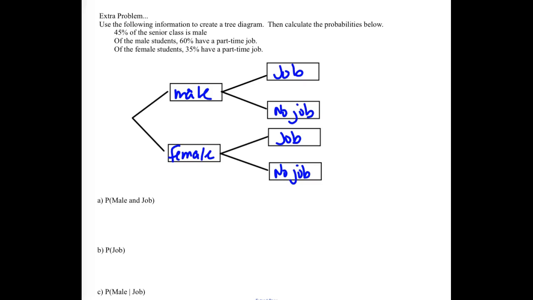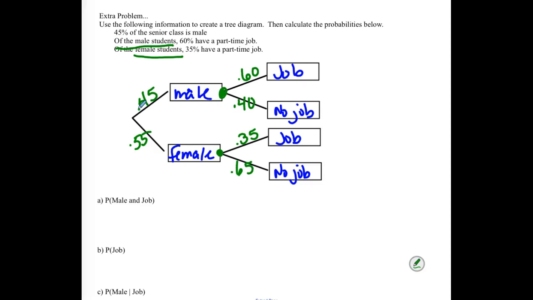Okay, filling in our percentages. What percent is male? 45%. So female would be 55%. Okay? Then it said, of the male students, so given that they are male, meaning we are already out to here, 60% have that job, right? Which means 40% don't. Okay? Given that they're female, so we're already out to here, 35% have a job, which means 65% don't. We okay with the numbers?